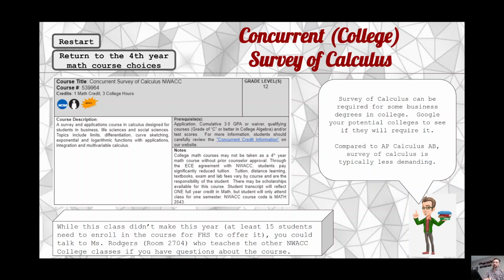Miss Rogers teaches our NWAC courses, so she would probably be the best one to talk to about it. But again, it depends on what your major is going to be and what school you want to go to, how much calculus they expect, if they expect any calculus. If you want to do engineering, they're going to want Cal 1, Cal 2, Cal 3, and differential equations. If you want to do business, it's probably either Cal 1 or at least survey of Cal. But it's a slightly easier version of calculus, usually with less trig in it than other calculus would be.